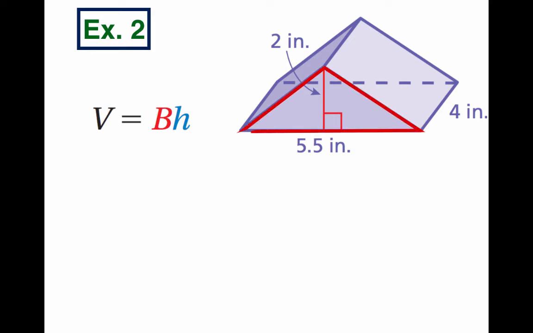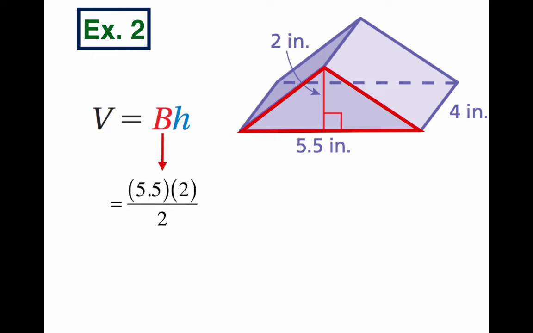The triangle is going to be our base because there's a matching one in the background, and there's a front and a back. There's a bottom and a top. So the triangle is going to be our base of our prism. So our job is to find the area of the triangle.